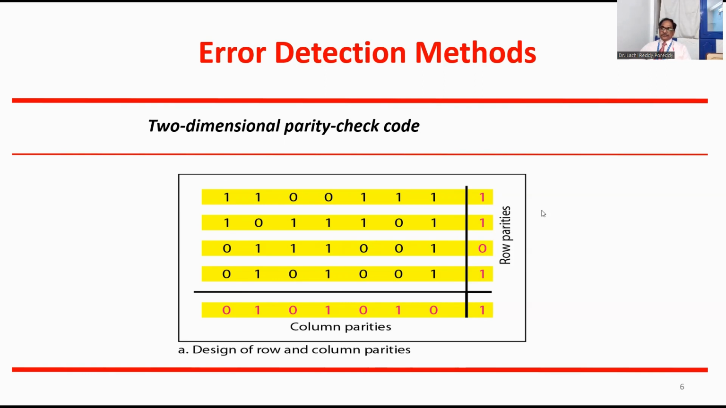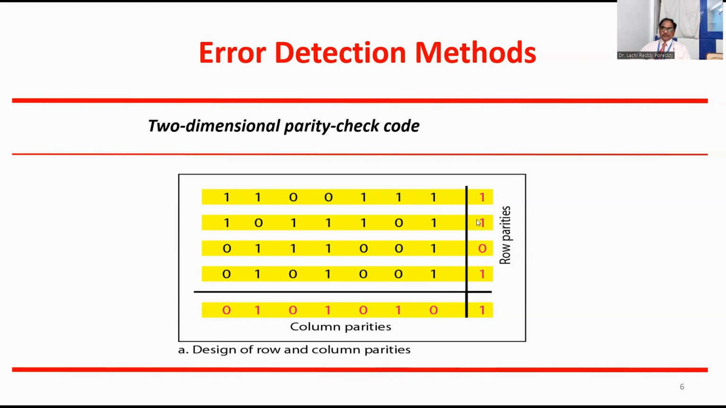Okay. So if you observe this, in the first row, how many ones are there? 1, 2, 3, 4, 5. Five ones are there in the message. But we want an even number of ones, and we had an odd number of ones. So the redundant bit is 1, so that including the redundant bit, the number of ones in the first row is even.